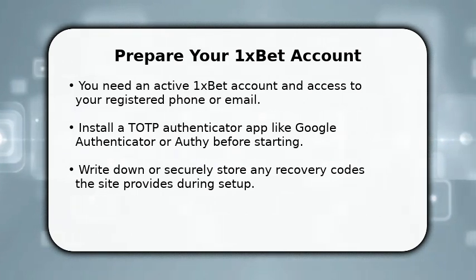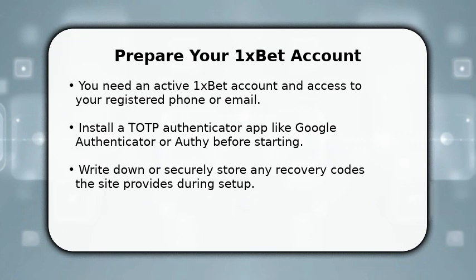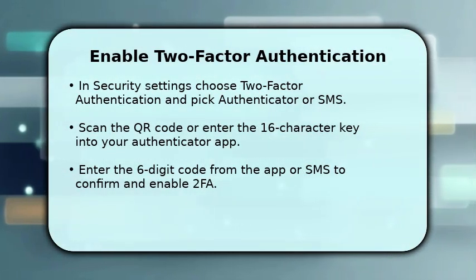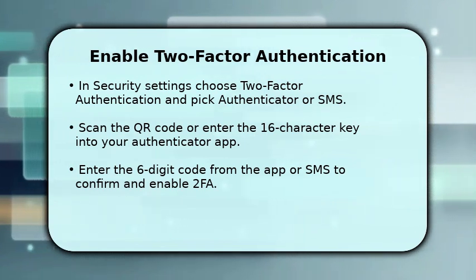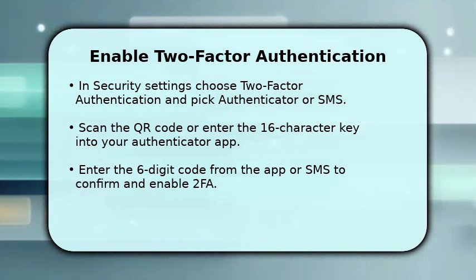Navigate to Security or Two-Factor Authentication within your 1xBet account settings. Choose your preferred method, Authenticator app or SMS messages for codes. If using an app, scan the on-screen QR code or type the 16-character key manually into the app.